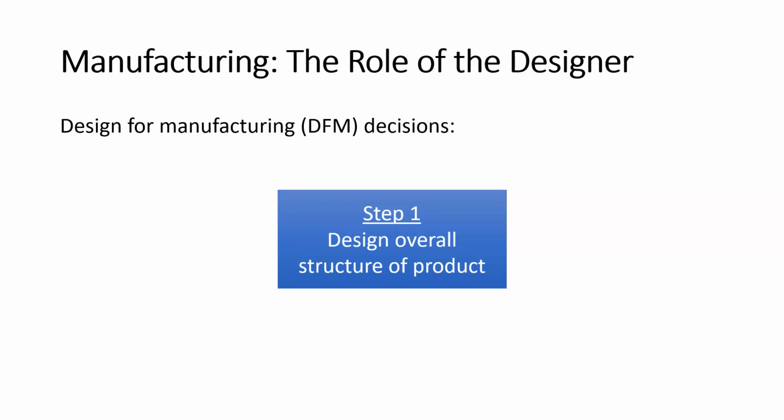Step one in that design for manufacturing scheme or process is to start to design the overall structure of the product. If we're designing a stapler, a speaker, a computer mouse, or an automobile, whatever we're designing, we always start with the big overall assembly, or the entire thing, in mind. That's how we think of things, and that's how we think of mechanisms and assemblies. So the first thing is to get a good handle on the overall structure of the product.